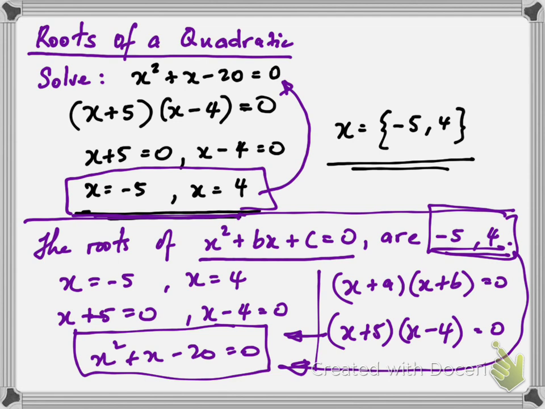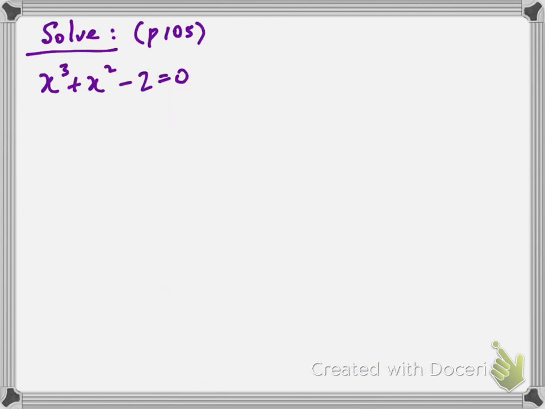So we have done one example with the quadratic. Now let's see if we can try one with the cubic. Right, so on page 105, example number 2, it says solve the cubic equation x cubed plus x squared minus 2 equals 0. So using the factor theorem, you can find the first root of this equation. So we're actually solving. We're finding the roots here.